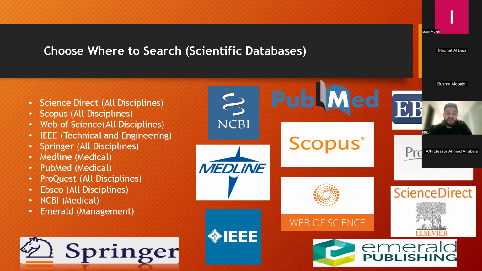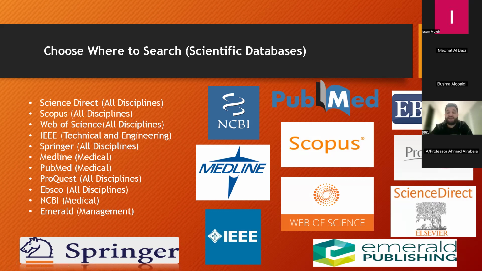For example, if you do all disciplines, like medical, engineering, social science, you can select Science Direct, for example, Scopus, Web of Science, Springer, and also ProQuest. And then if, let's say, you are doing medical research, you can also refer to Science Direct, Scopus, Web of Science, and Medline, PubMed, and then NCBI. So these are the databases that you can search in.